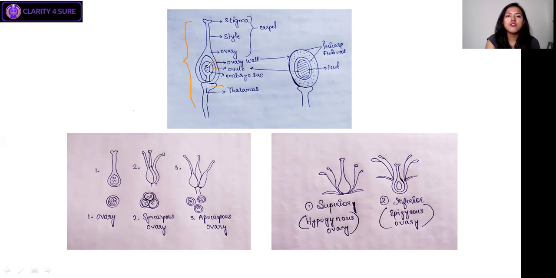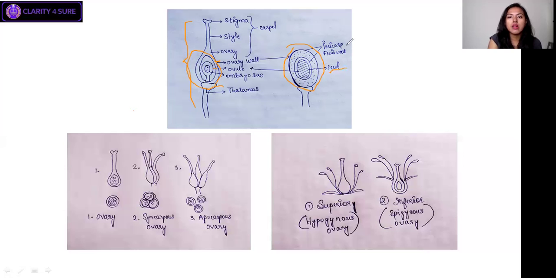Now, after pollination and fertilization, what happens? After fertilization, the egg cell and the embryo sac, then this ovule, the ovary, this whole part will get transformed into the fruit. The ovary wall develops into the pericarp, which is the fruit wall, and the ovule develops into the seed.